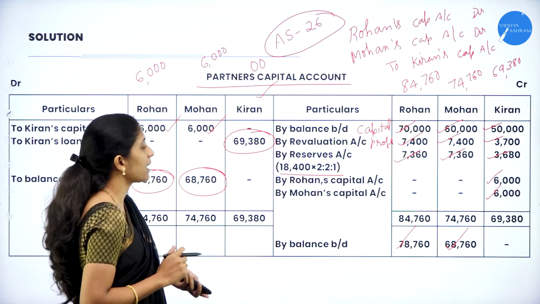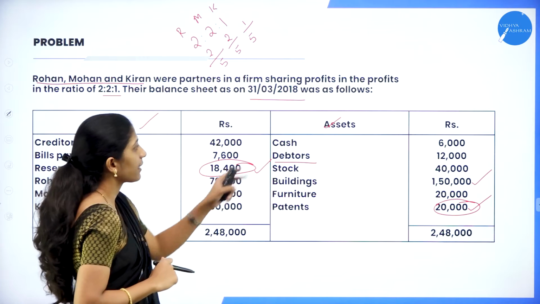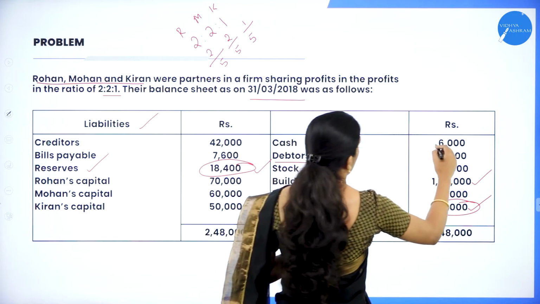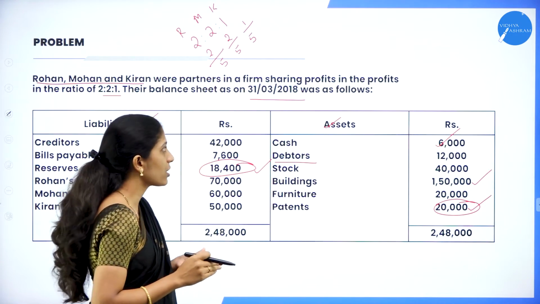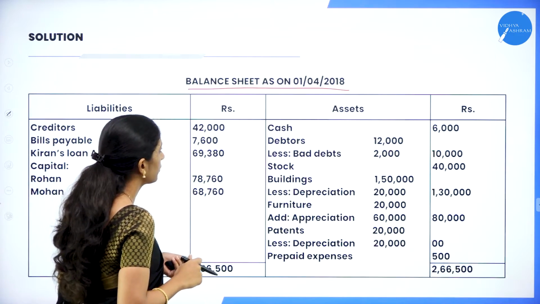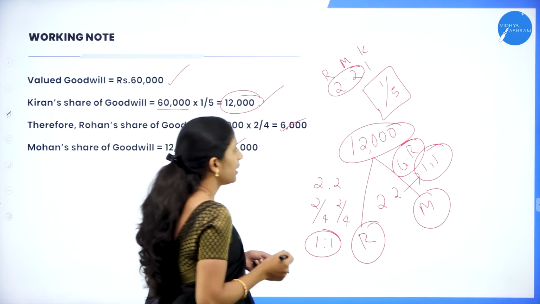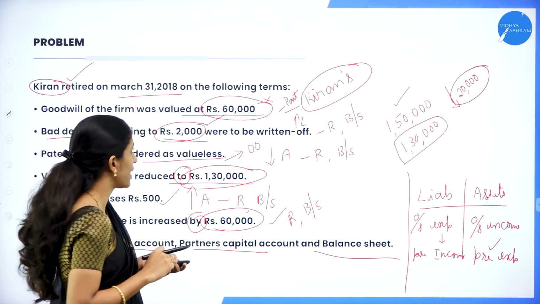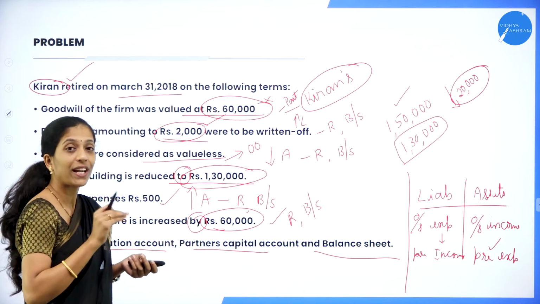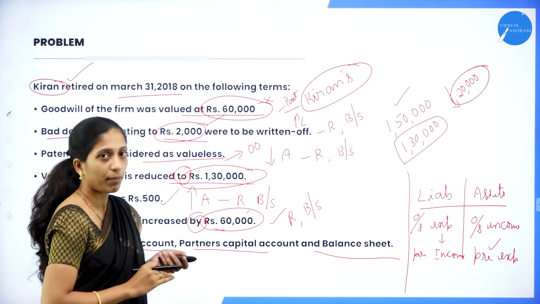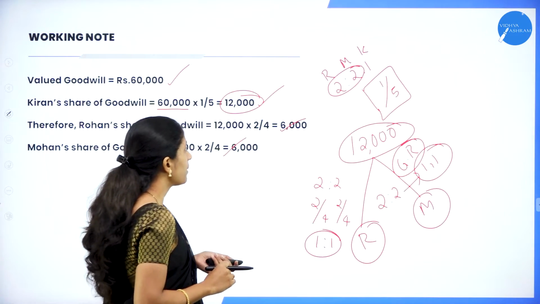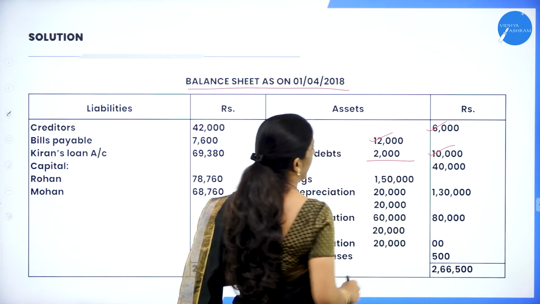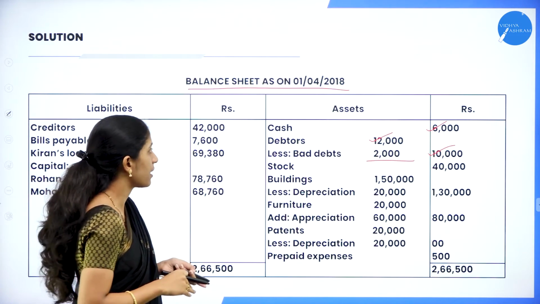Now, go through the assets first. Which is the first asset in the question? That is cash, 6,000. But there is no difference in cash. So cash remains same in the new balance sheet also, that is 6,000. Now, coming to the next one. We have debtors, 12,000. But there were bad debts, right? Bad debts of rupees 2,000. So we have to deduct that bad debts. So, 12,000 minus 2,000. How to record? Debtors 12,000 minus bad debts 2,000. So the total is 10,000. That is, debtors is 10,000.